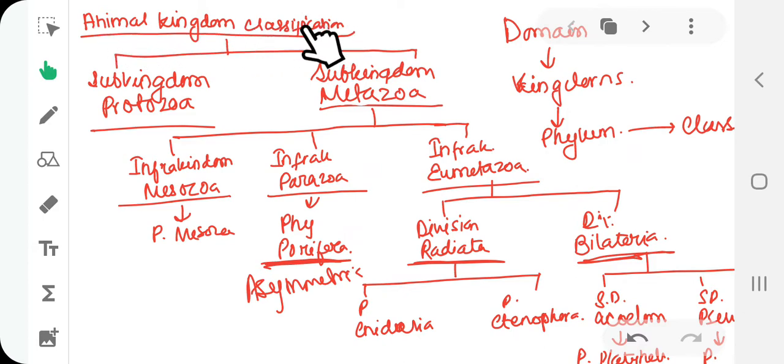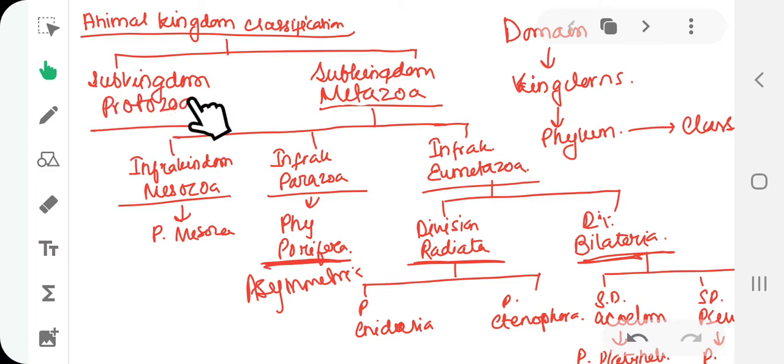Now the animal kingdom is divided into two subkingdoms. One is the subkingdom Protozoa, which is actually under another kingdom, Protista, but they have included it over here because Protozoa is a little different from Protophyta, which is actually a plant Protista. So under kingdom Protista we have two separate subkingdoms, Protozoa and Protophyta.